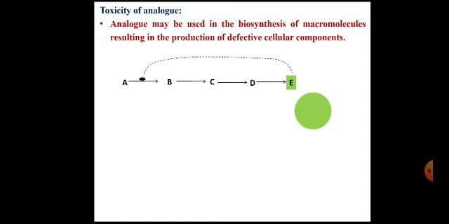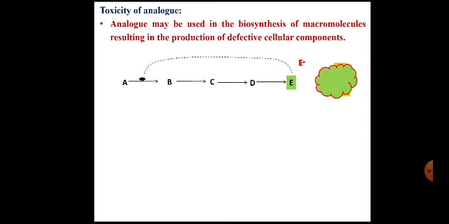Sometimes there may be an analog of this amino acid which is toxic for the cell. So what will happen? Wherever this E goes, for example, E star is the analog of this E. E is the natural control metabolite and E star is its analog. So wherever this E goes, E star will go. For example, it will also get incorporated into the formation of protein.